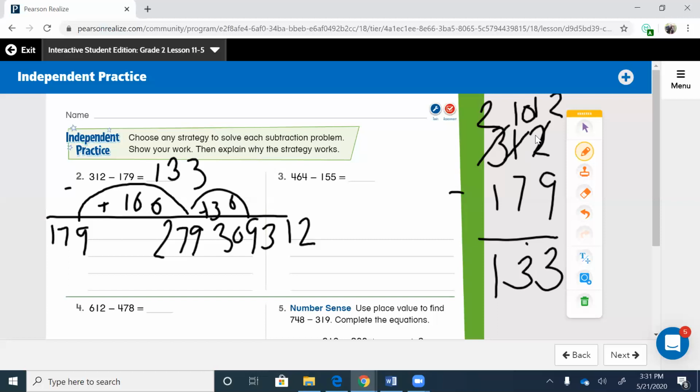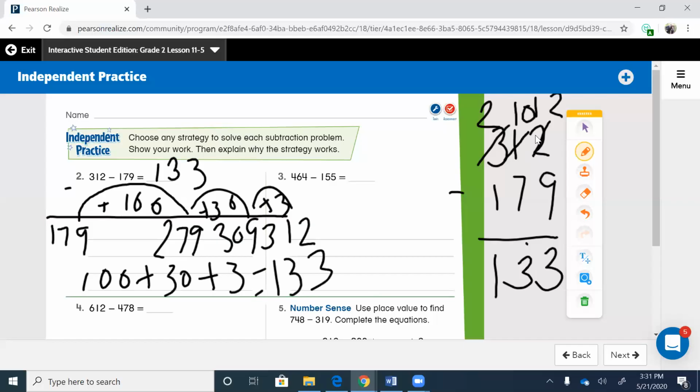And then all we have to do is add 3 more. So 100 plus 30 plus 3 equals 133. And that's how you use the open number line. It can be a little tricky sometimes, in my opinion, but if this is a strategy for you, the reason it works is because we started with the smaller number and we added up to get to the greater number.